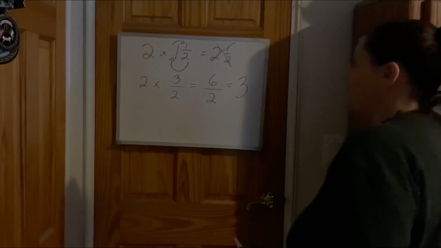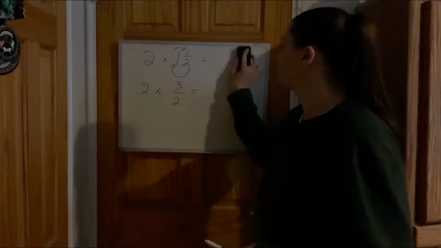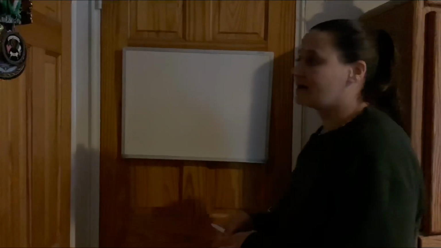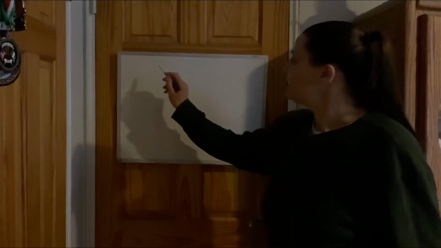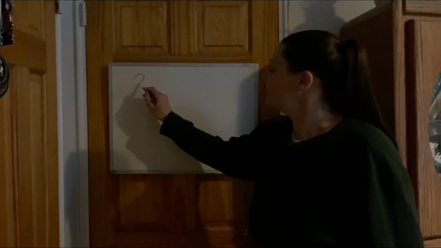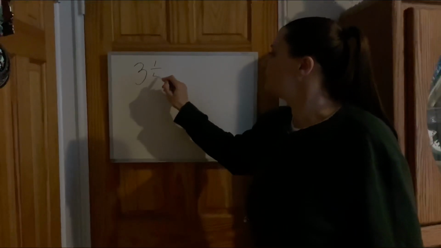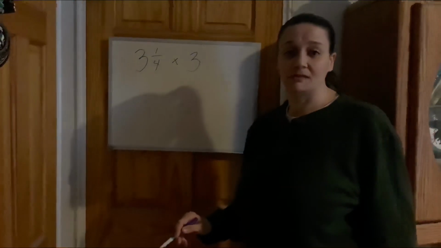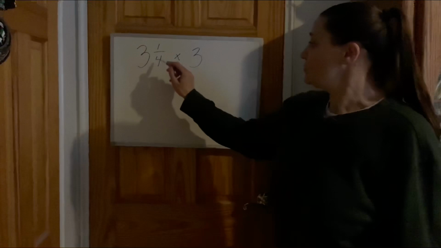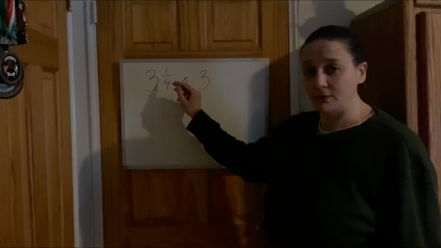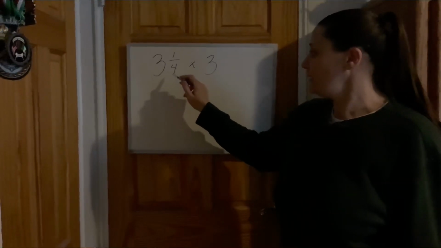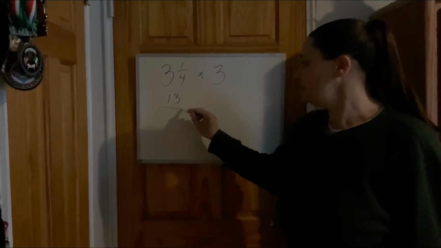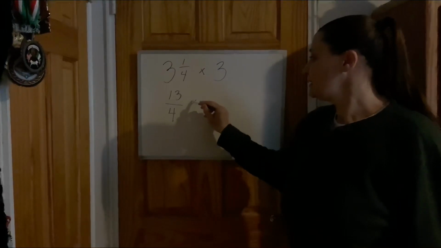I'm going to show you another one, that same method. Let's do one that's not going to divide evenly. So how about if you're multiplying 3 1/4 times 3? Mixed number times whole number. So again, we're going to change the 3 1/4 by multiplying denominator times whole number plus numerator, 13/4 times 3.